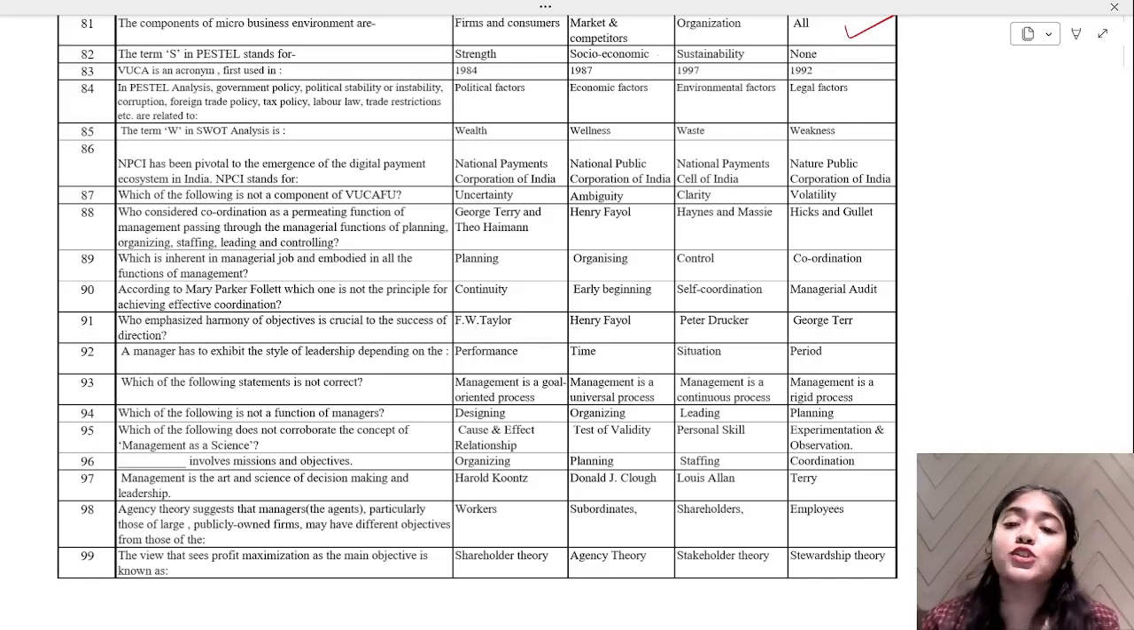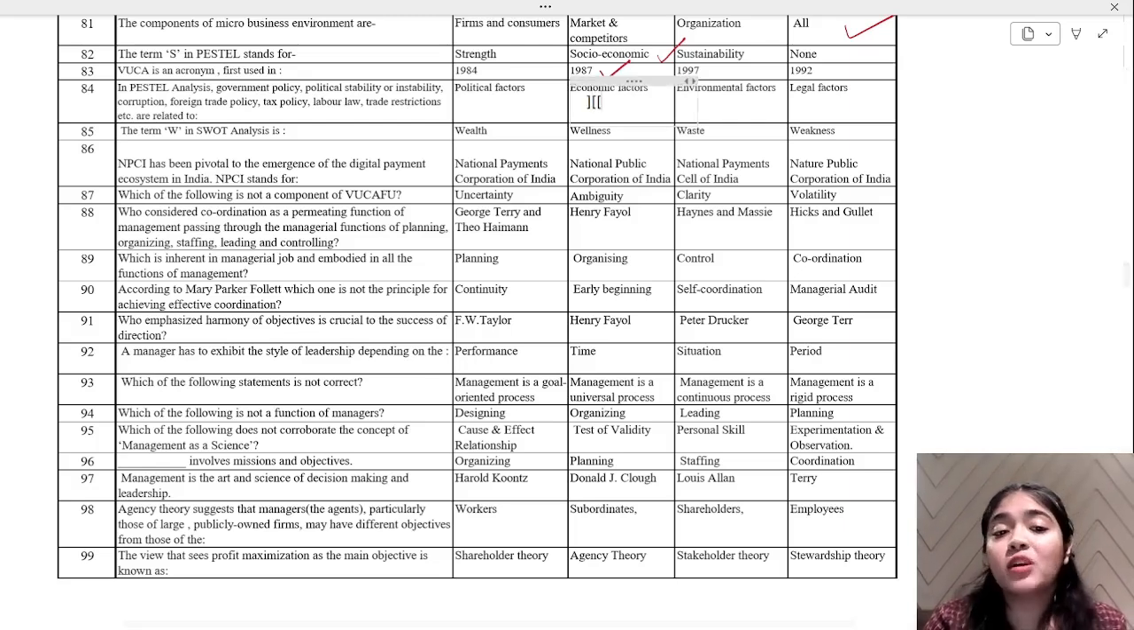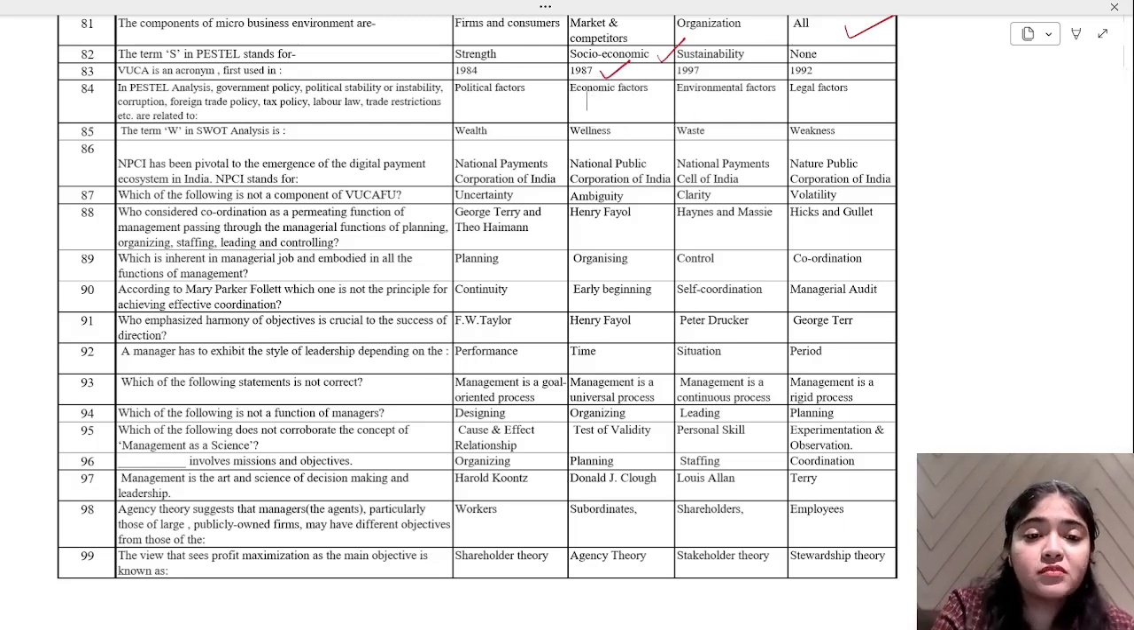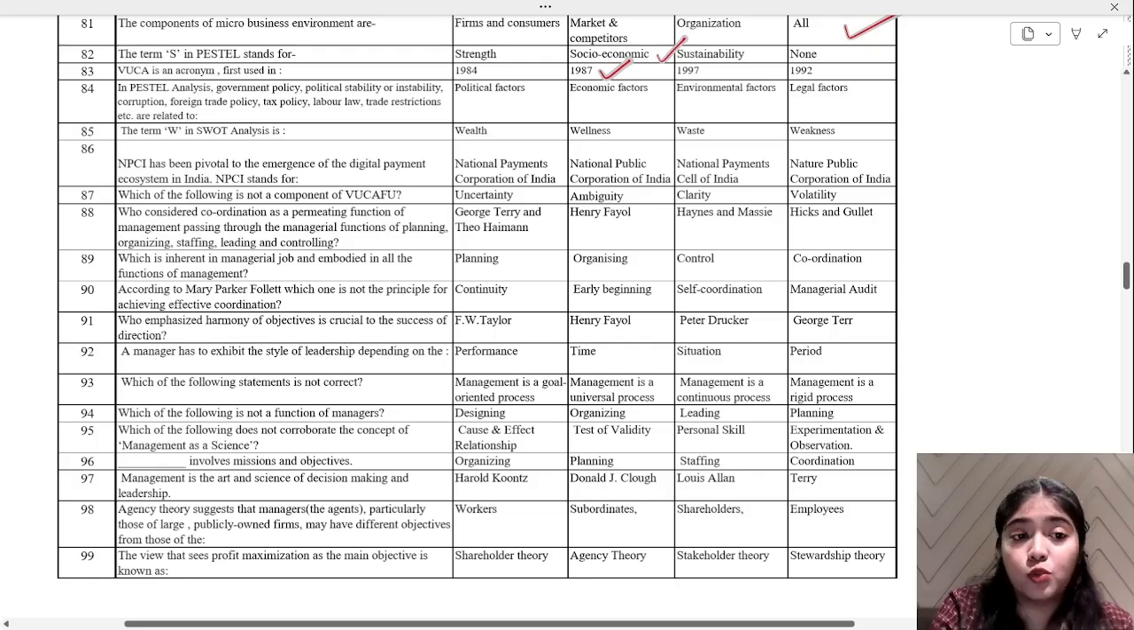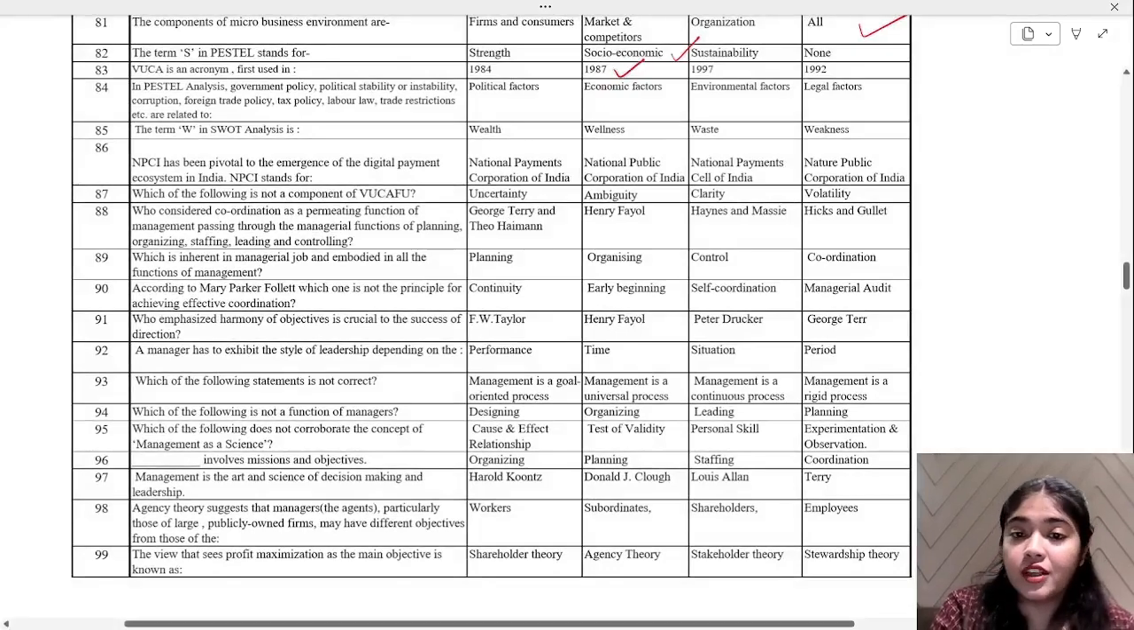Now, what they have said next, the term S in PASTEL stands for strength, socio-economic, sustainability, or none. Yes, that's correct, socio-economic. VUCA is an acronym first used in, when was it first used? Yes, 1987. In PASTEL analysis, government policy, political stability or instability, corruption, foreign trade policy, tax policy, labor law policy, and trade restriction are related to what? All these are related to your political factors. Correct.